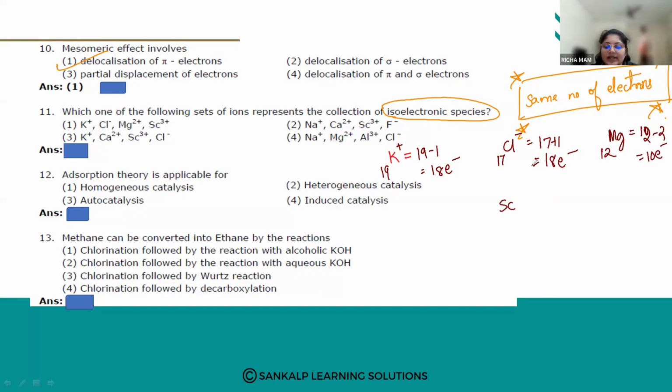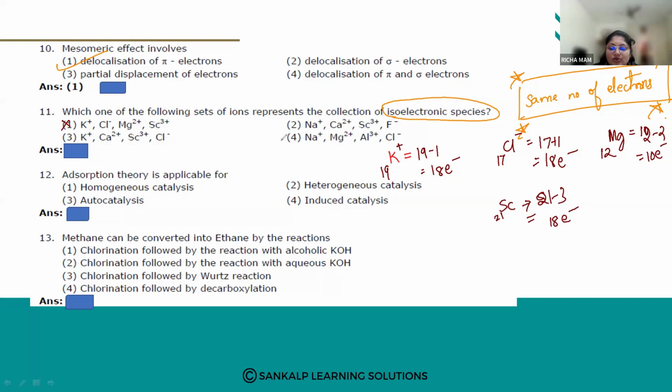What about scandium? Scandium is 21. They have written plus 3, so again subtract 3. Scandium is 21 minus 3, which is 18 electrons. So it is not the first one, because Mg is 10 electrons.